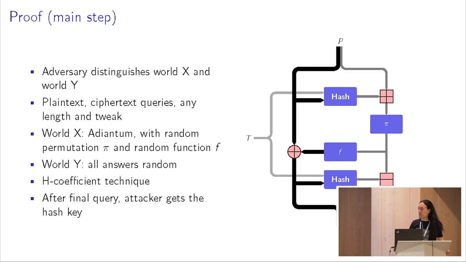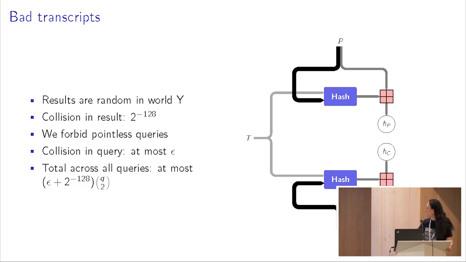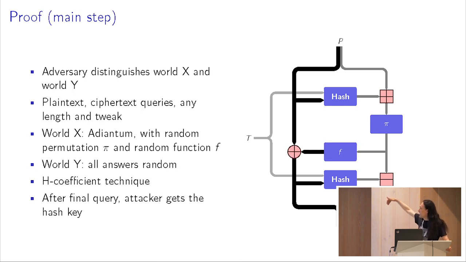And we're going to use the H-coefficient technique, which is thanks to one of my reviewers for suggesting that. And so after the final query, we're going to make the attacker's life a little bit easier. We're going to give them the hash key, which can't hurt and can only help them. Once the attacker has the hash key, one thing they can do is calculate all of the intermediate hashes inside Adiantum. So you've got this diagram where you've got these hashes on either side of AES, and we're going to allow the attacker to calculate those. So they can put in the plaintext at the top, tweak at the side, and get the plaintext hash, and the same thing for the ciphertext at the other end.